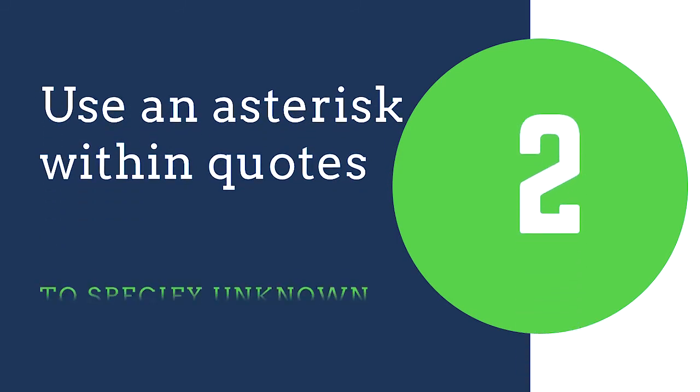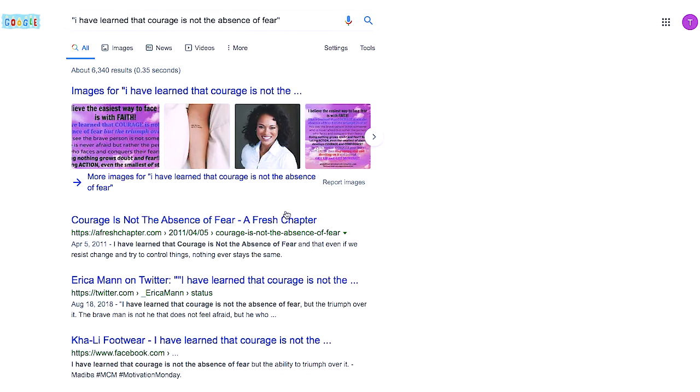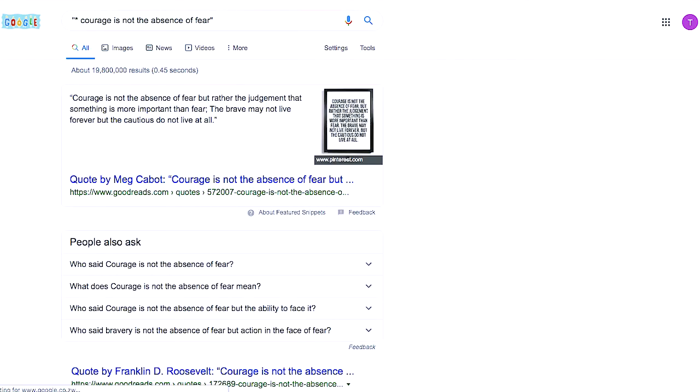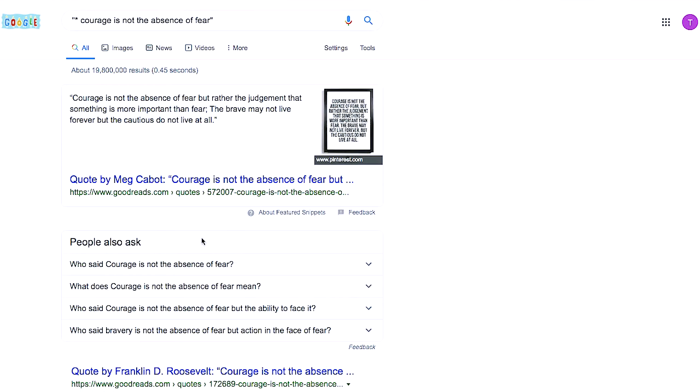Then the second thing is using asterisks. In this case, you remember only one part, but you don't remember the whole of the statement. So in our example of "I've learned that courage is not the absence of fear," we are going to remove the first part and put the asterisk in its place. When you search for that, you see that we get the same thing, but in this case the double quotes are on "courage is not the absence of fear," and there are other words before that which are represented by the asterisk. The asterisk simply means anything else before that is allowed to be part of the search.